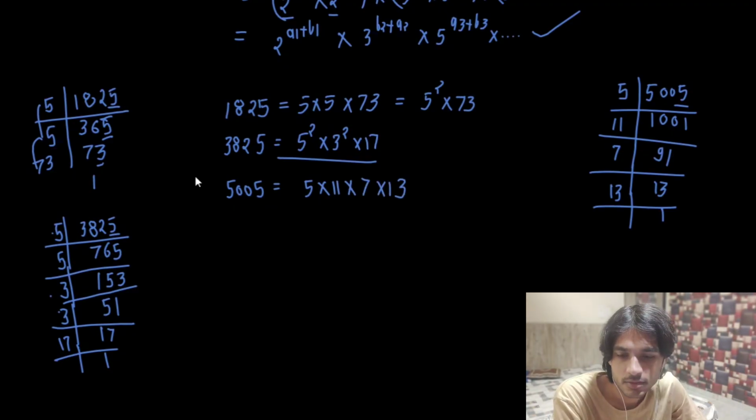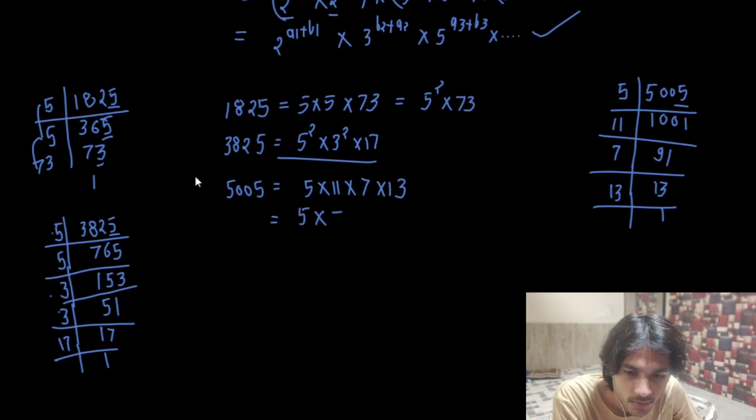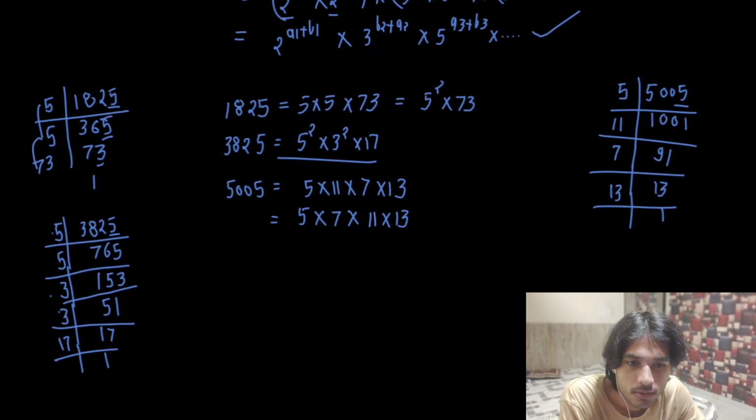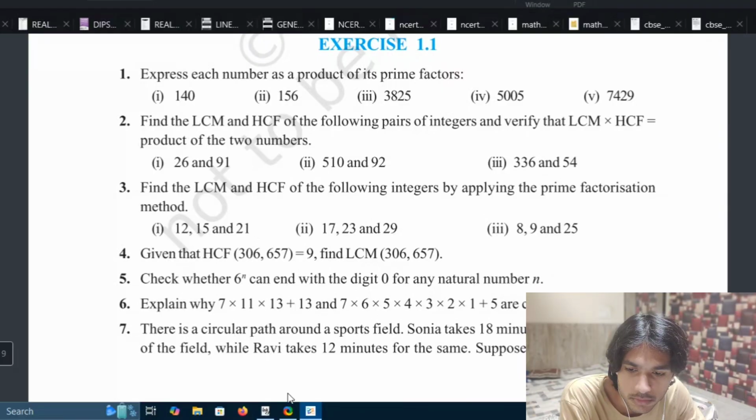Obviously, writing this in this form is not wrong, but I will suggest that you arrange these numbers in increasing order. Obviously, arrangement doesn't matter, right? Because according to the fundamental theorem of arithmetic, every composite number has a unique prime factorization, or can be written as a product of primes in a unique way. The order doesn't matter, but it actually just helps you visualize. If in any case you are finding the LCM or HCF, it will actually help you. So let me jump to the next question.